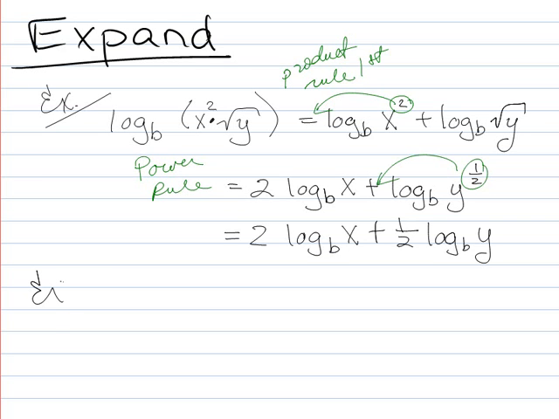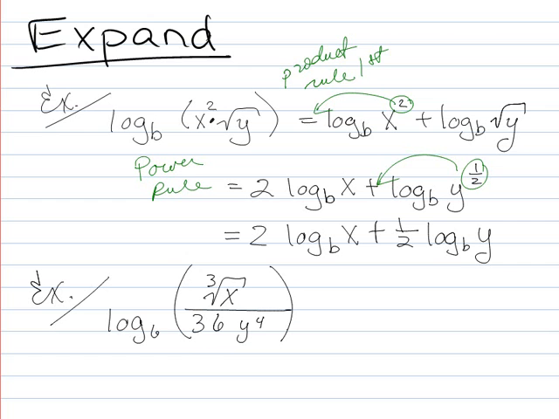Alright? So we're just going to do a ton of these because honestly they've all got little tricks about them. So say we've got log base 6 of the cube root of x over 36 times y to the 4th.